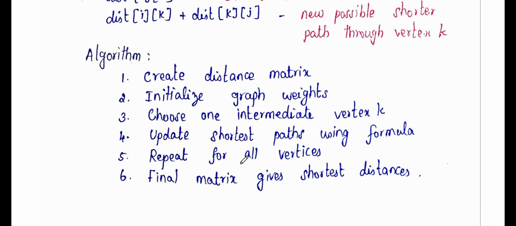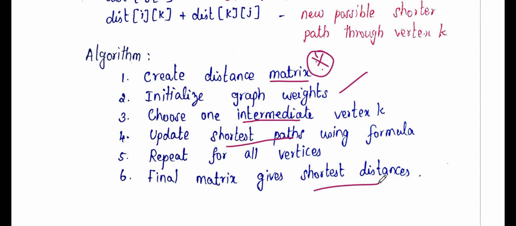The algorithm creates a distance matrix. In the Floyd Warshall algorithm, you create the distance matrix first. That is very important. Then initialize the graph weights, choose one intermediate vertex k, update the shortest path using the formula, and repeat for all vertices. The final matrix gives the shortest distances.